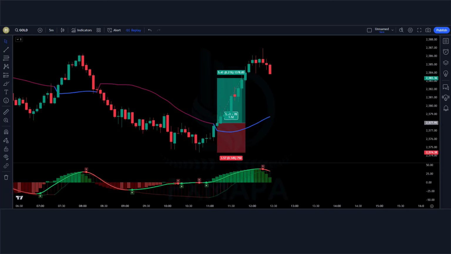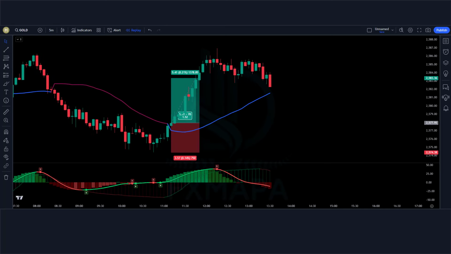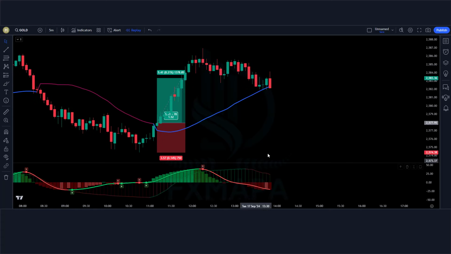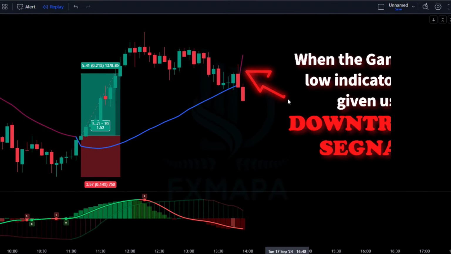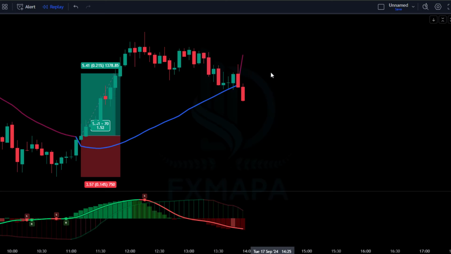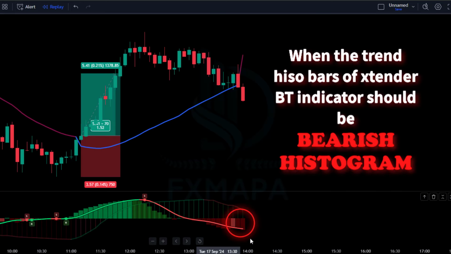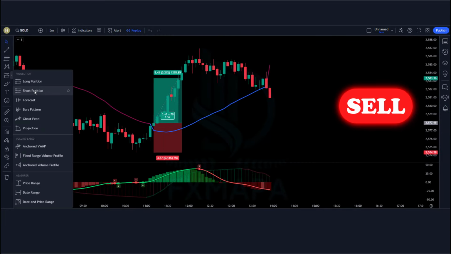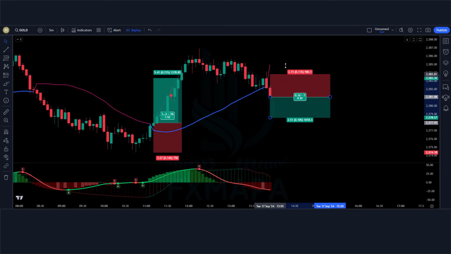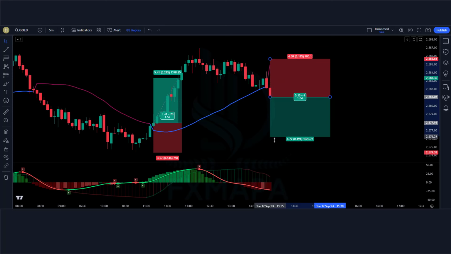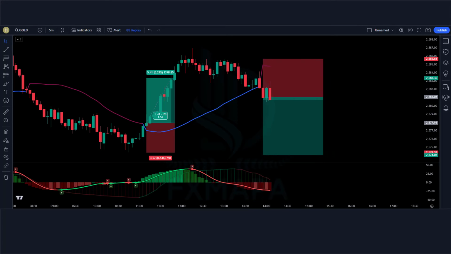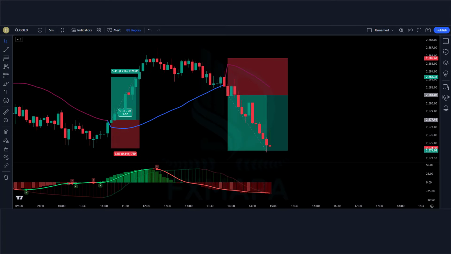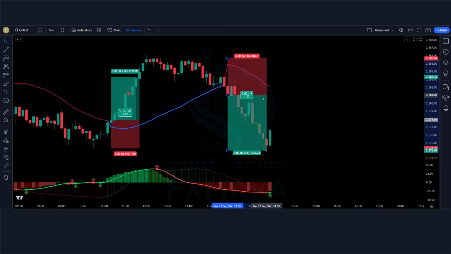Now let us understand the short position. When the GAN High-Low indicator has given us a downtrend signal, when the market forms a bearish candle, and when the histogram bars of the Extender BT indicator are bearish. If these conditions are fulfilled, then we will place a sell order. Our stop loss will be placed at the current market's higher level, and the risk to reward ratio will be 1:1.5. The market has completely hit the target.